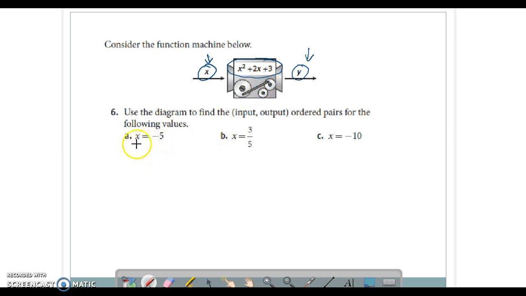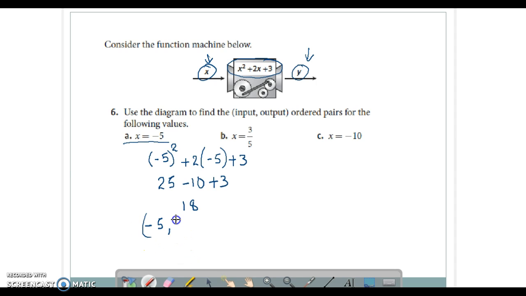So in this case, we are told that they want us to choose x equals 5, or -5, sorry. So we have -5, and what are we supposed to do with it first? We're supposed to square it. And then we're supposed to take 2 times my value of x, and then finally we're supposed to add 3. So -5 squared is 25. 2 times -5 is -10, plus 3. Add this all together, and we get 18. So what this means is that when x is -5, y is always 18.